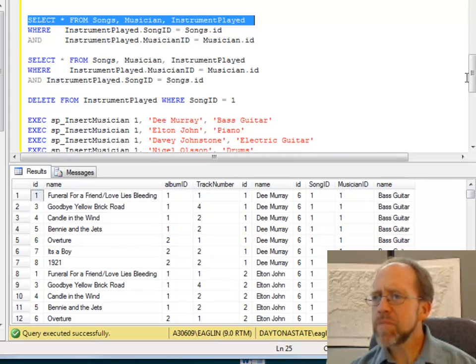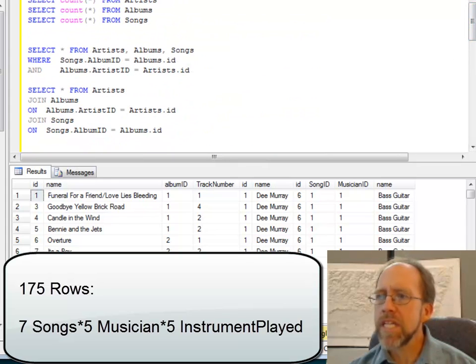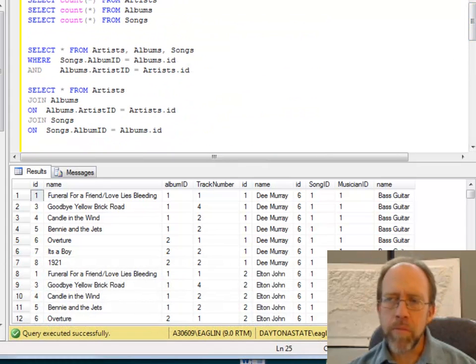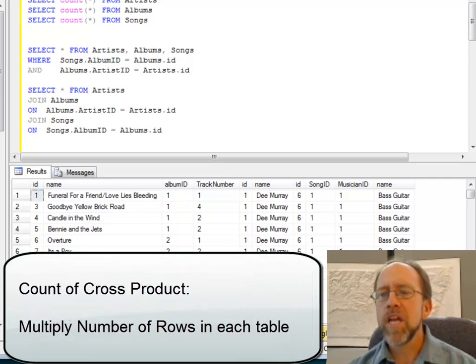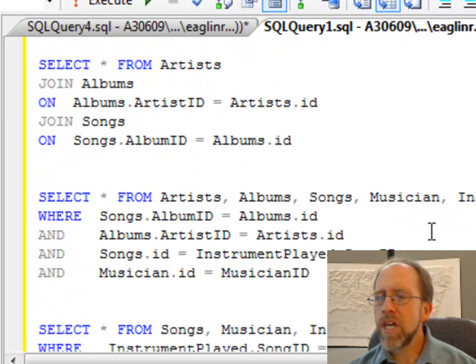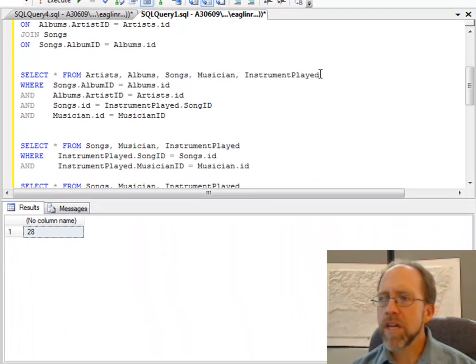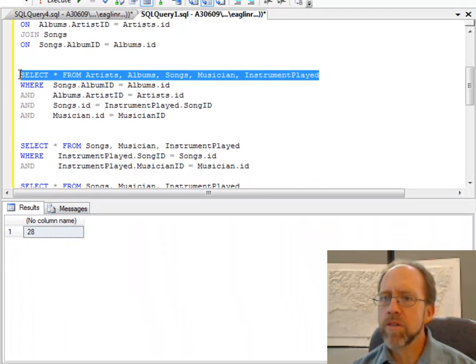Now, the reason is because when you do this, you get a cross product, the cross product of artists, albums, and songs. You can get the dimension of the cross product by looking at the number of entries in each of the individual tables and multiplying them. That was why the 2 plus the 2 times the 7 gave you the 28 in this situation. So you get a cross product. But the thing is you don't necessarily want a cross product. So you can get a very large cross product right here.